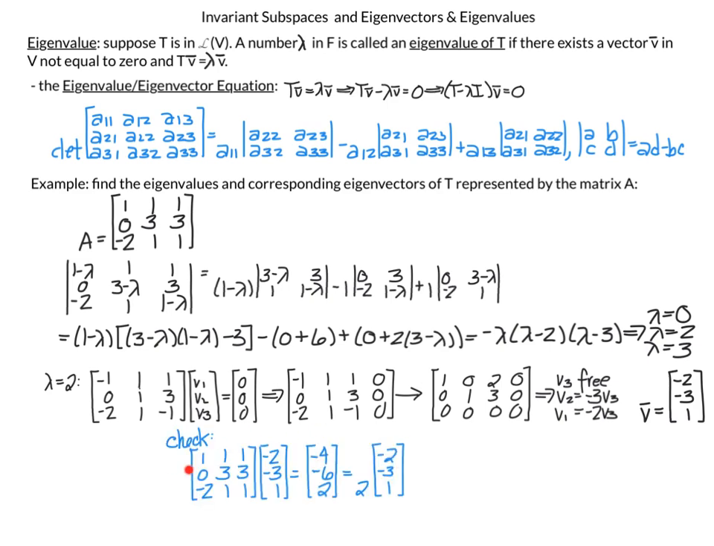You can check your answer by having our matrix A multiplied by our eigenvector, and that should give you the same thing as our eigenvalue times our eigenvector, and it does check out. There are two more eigenvectors, lambda equals 0 and lambda equals 3, but I'll let you work those out on your own, and you do have a way of checking your work.